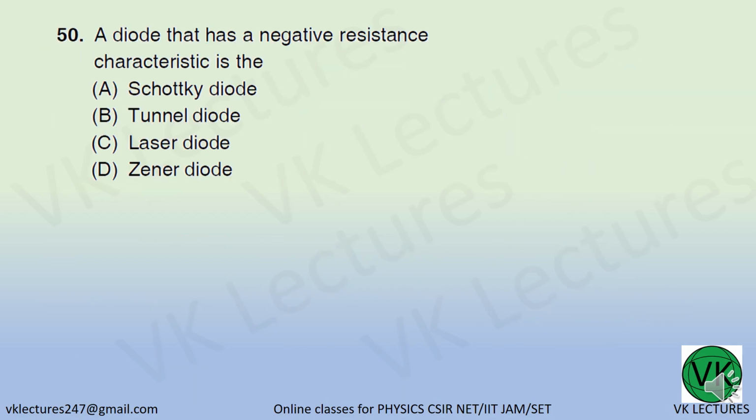The diode that has negative resistance characteristics: Schottky, tunnel, laser, or Zener. The actual answer to the question is the tunnel diode. A tunnel diode is a special type of diode that exhibits negative resistance due to the quantum tunneling effect.